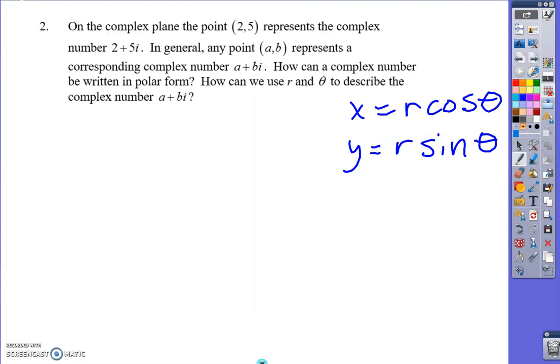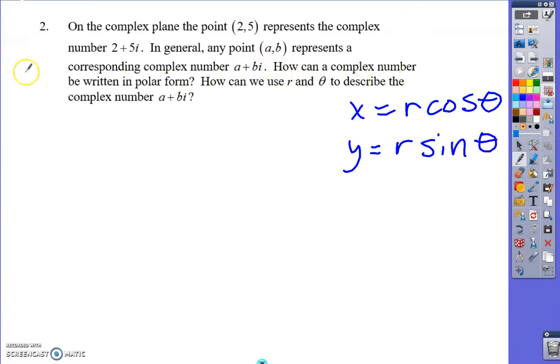So if you think about our complex number, 5 plus 2i, which would be the point 2 comma 5, that's what we plot on the complex plane. And so we're going to actually go with the general form. In general, any point a comma b represents a corresponding complex number, a plus bi.